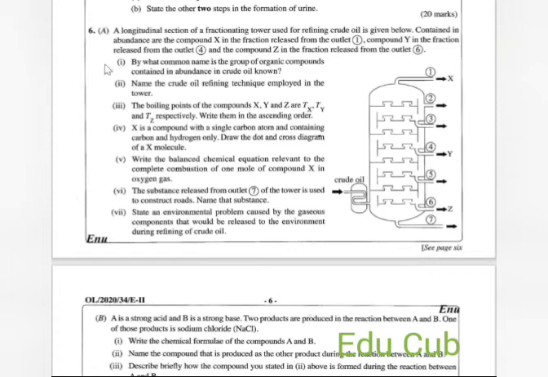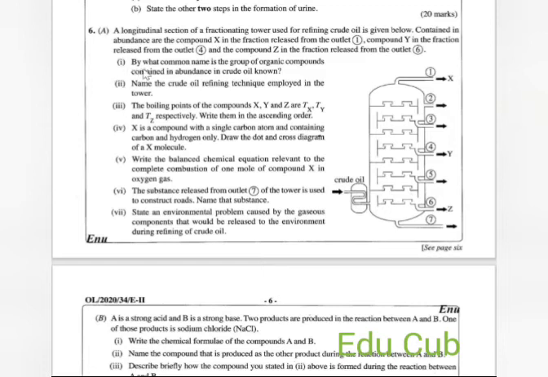Let's read the question first. A longitudinal section of a fractionating tower for refining crude oil is given below. Contained in abundance is compound X in the fraction released from outlet 1, compound Y in the fraction released from outlet 4, and compound Z in the fraction released from outlet 6.